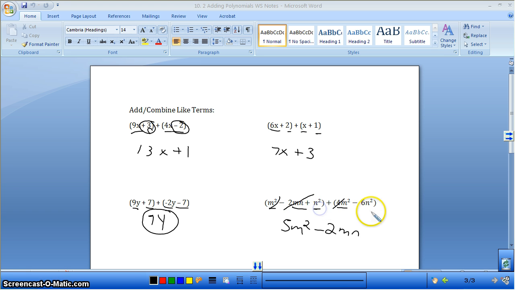And then I have an n squared here and an n squared here. It's a positive 1, and it's a minus 6 or a negative 6. So I have 1 minus 6. That's going to give me negative 5, and then n to the second. Okay, nothing else here is alike. So this would be considered your final answer right here.